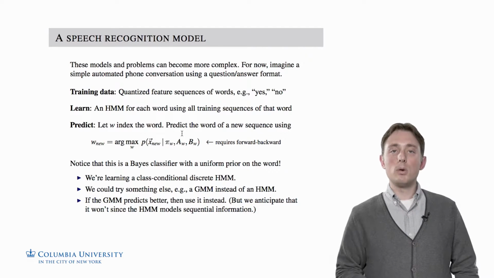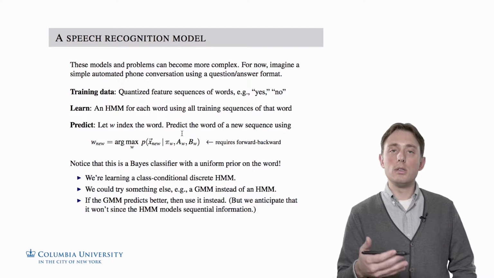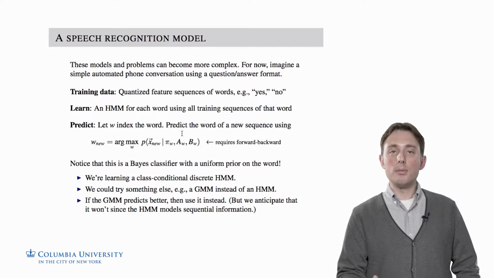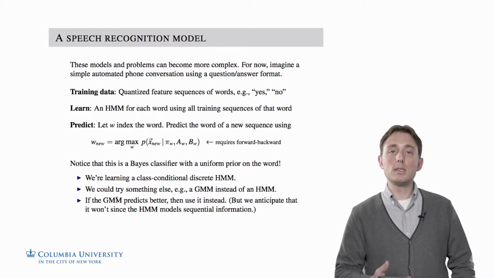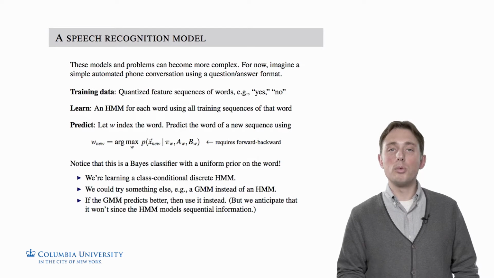However, the HMM, because it takes into consideration sequential information, we anticipate and observe that it's going to outperform the Gaussian mixture model, because in this case we've chosen a more appropriate class conditional density, or class conditional model.